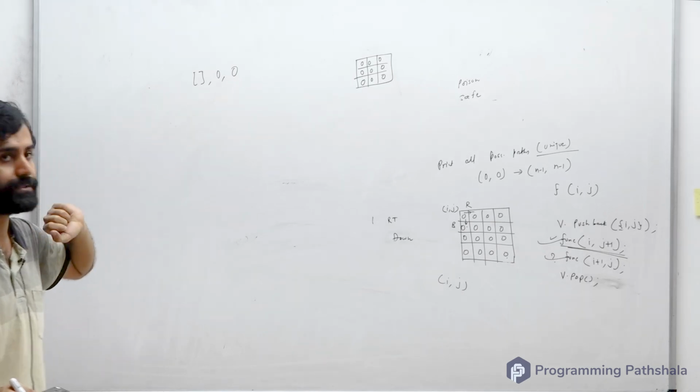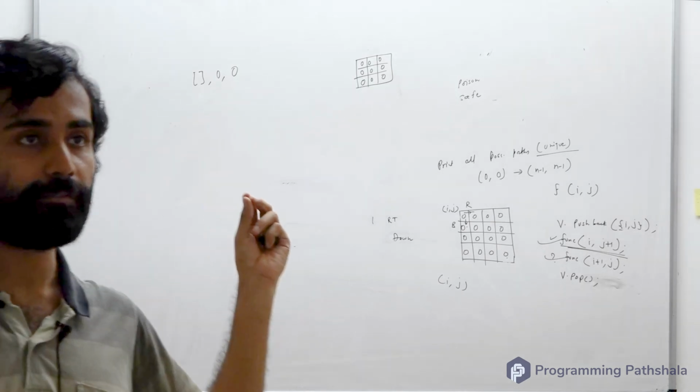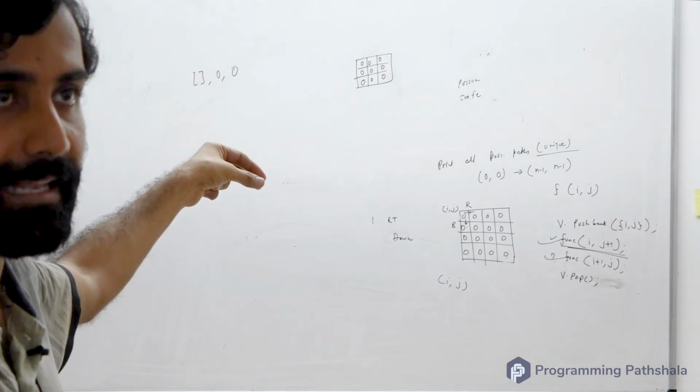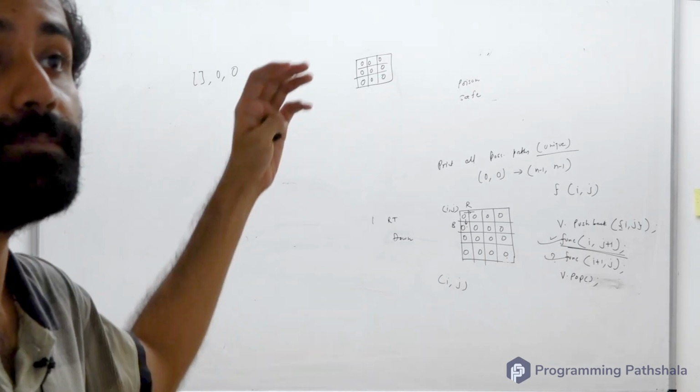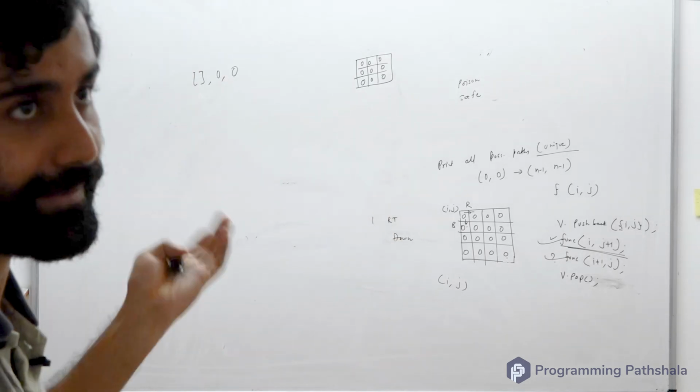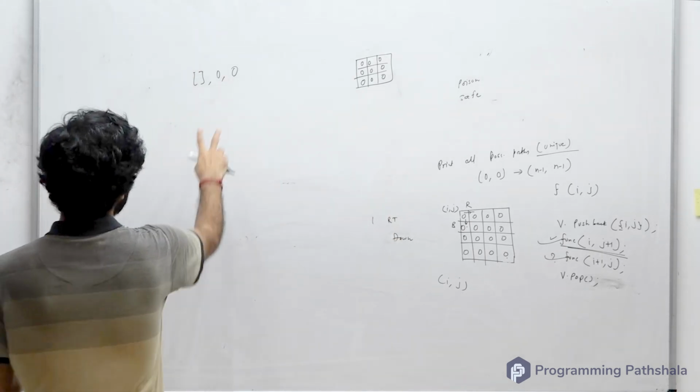So what will you do first? What will be your first action? Whenever you reach a cell, what do you do first? You first push that into your vector. Because what is the physical significance of being here?